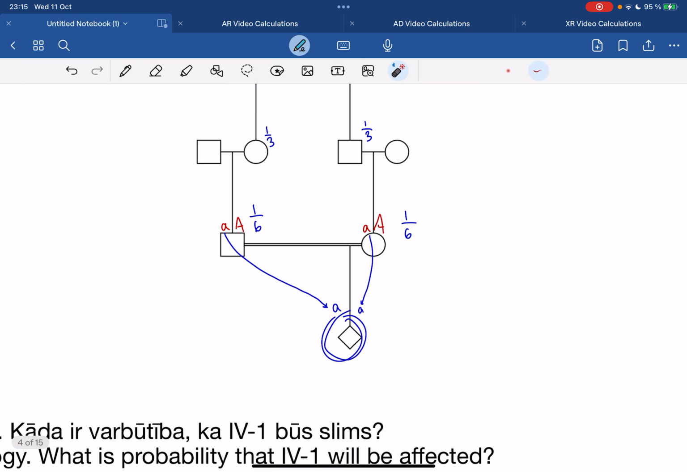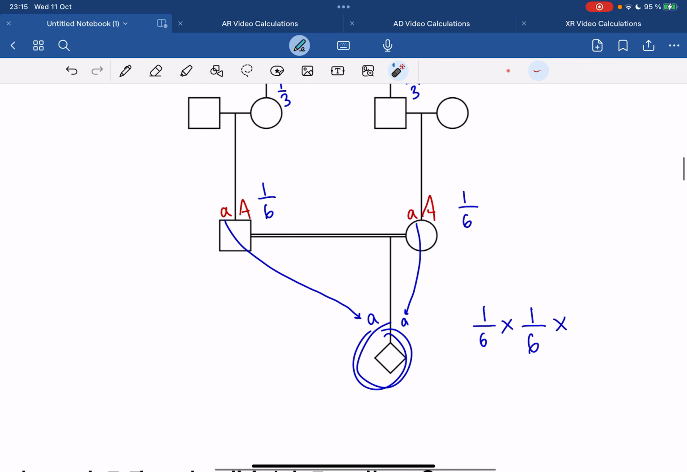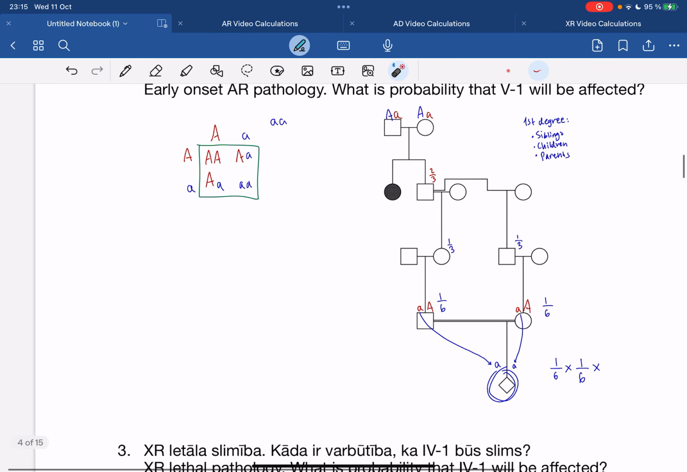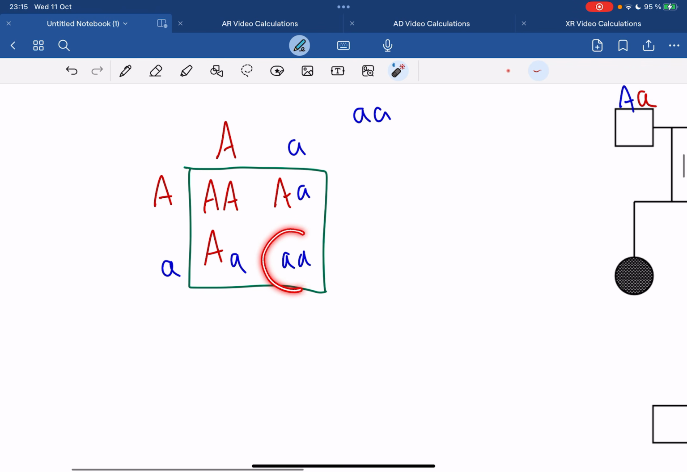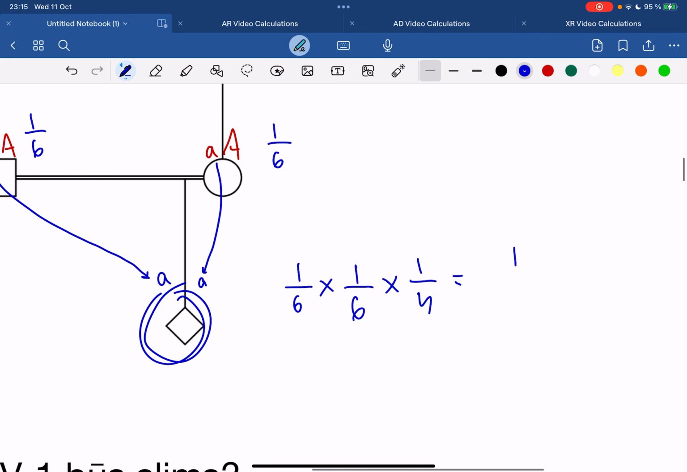Now we can calculate the final probability for this child to be affected. So we take the mother's chance to be a heterozygous carrier times the father's chance to be a heterozygous carrier, and then times the chance for this child to be affected, not just a carrier, but both small alleles, right? And we go according to the Punnett square. We can see it's 1 out of 4 in total. So that's where you write 1 in 4. And this will equal 1 out of 144.